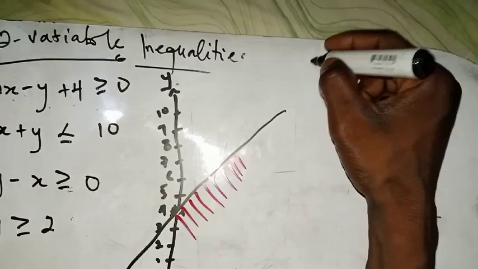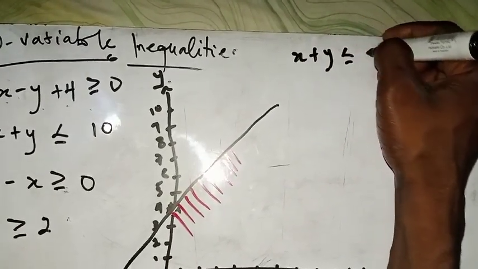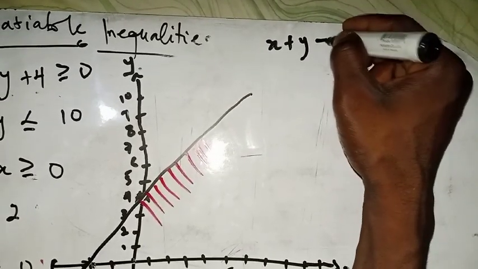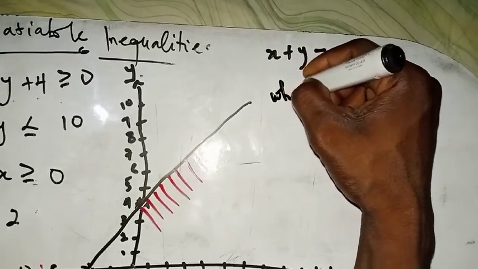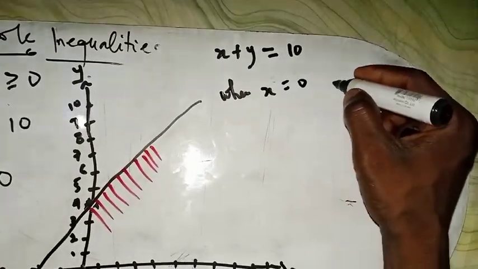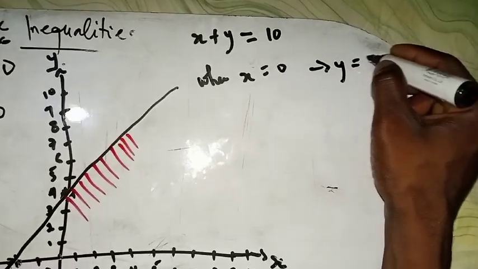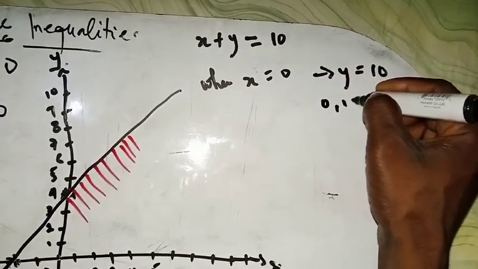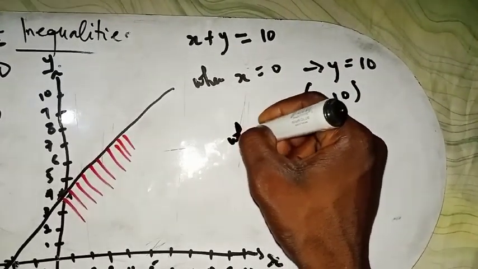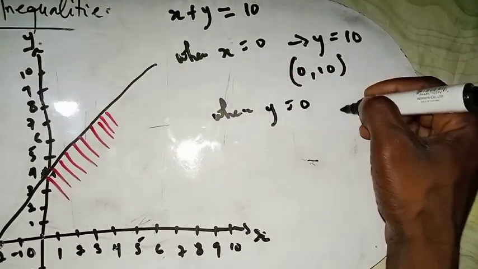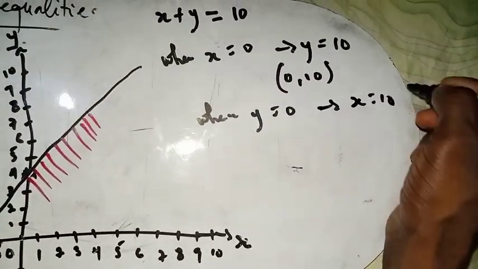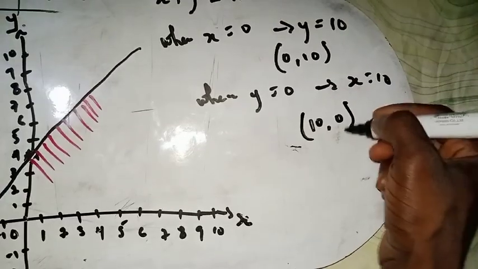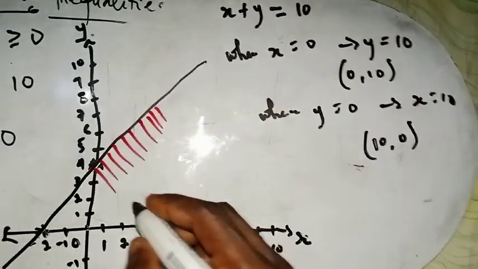Now I have this one here, x plus y that is less than or equal to 10. Remember what you have to do here. We are going to change this inequality sign to equal to. So if our x here is equal to 0, we are going to have our y equal to 10. So straightforward from here. The point here is going to be 0 comma 10, and then when our y is equal to 0, we are going to have our x equal to 10. So this seems easy. We have the point 10 comma 0. So these are the 2 points that we are going to plot on this plane here.